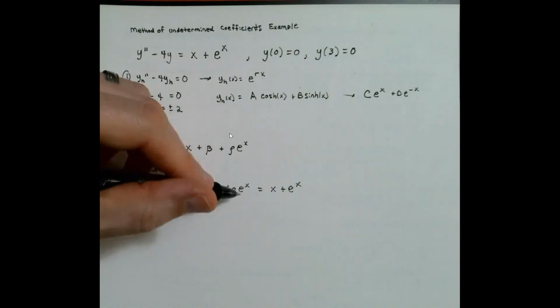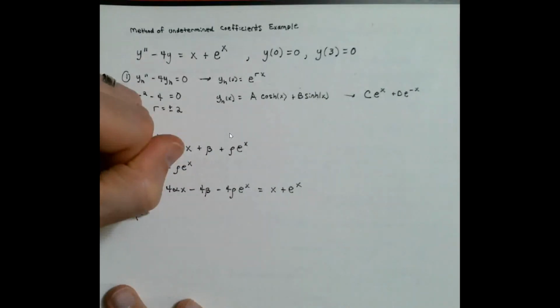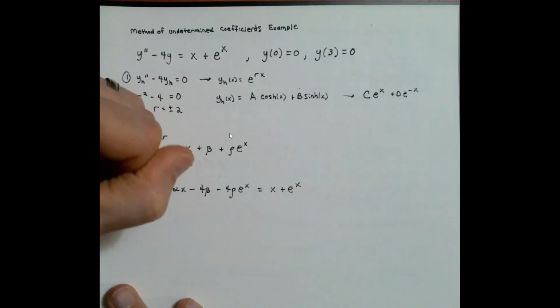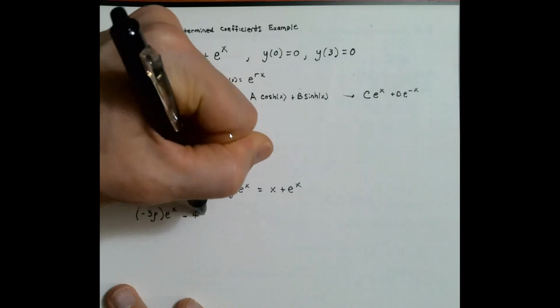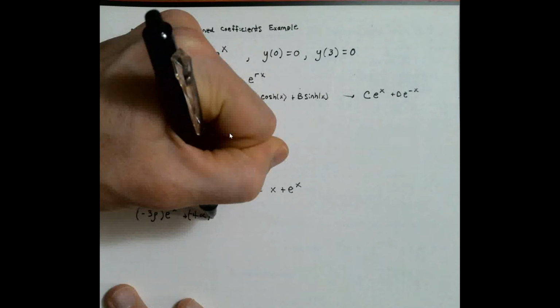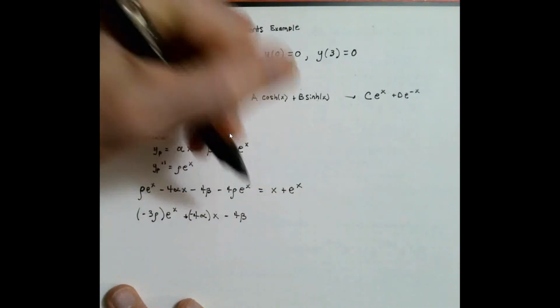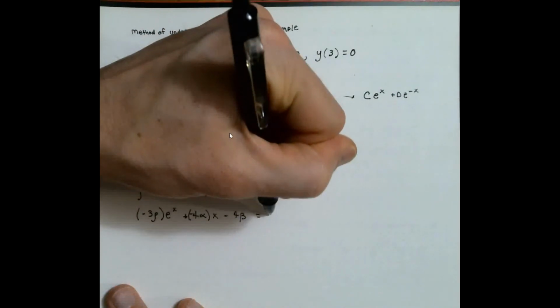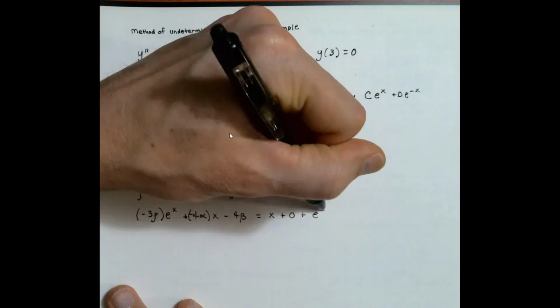Now let's collect our terms that are like terms. So we have a rho minus 4 rho, so that's a minus 3 rho. We of course have a minus 4 alpha x. I'm going to put that as a plus and a minus 4 alpha x. And then of course we have a minus 4 beta. And that all has to equal, I'll write it as x plus 0 plus e to the x.